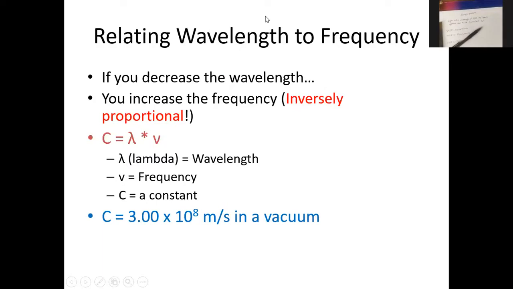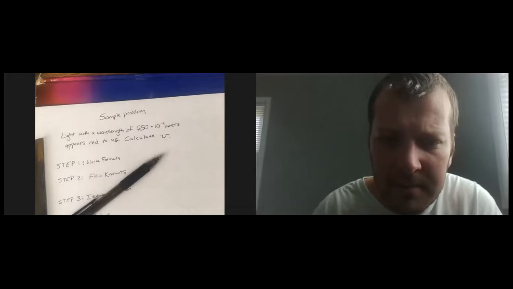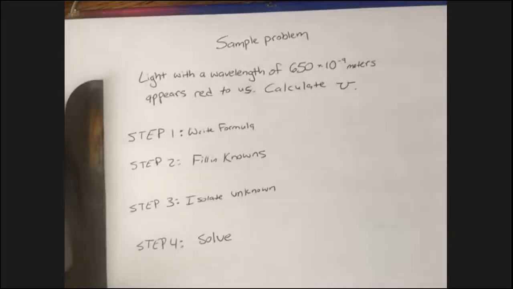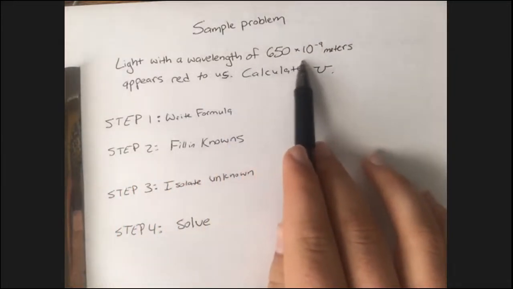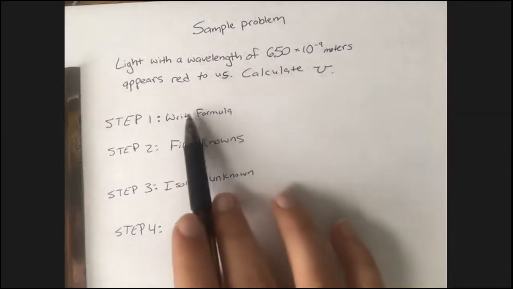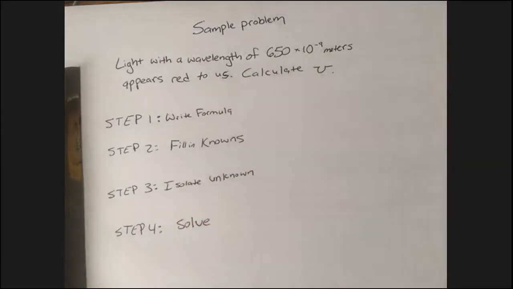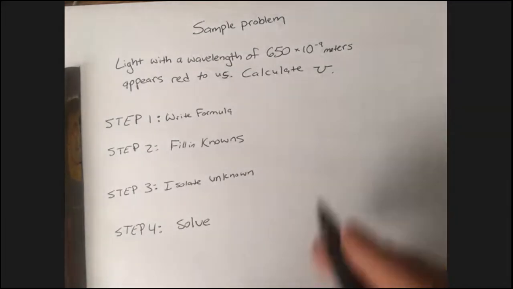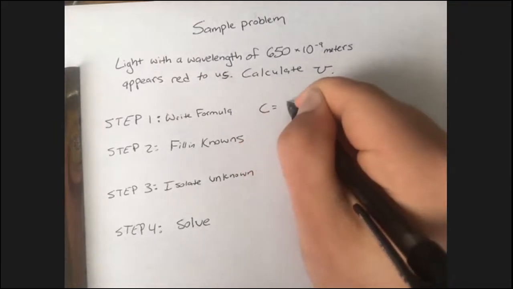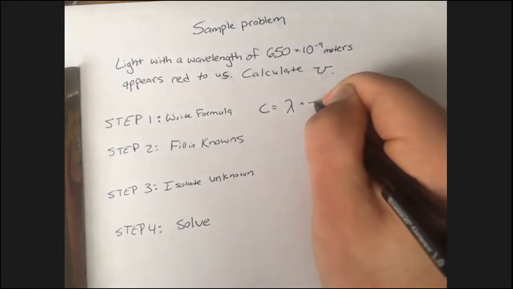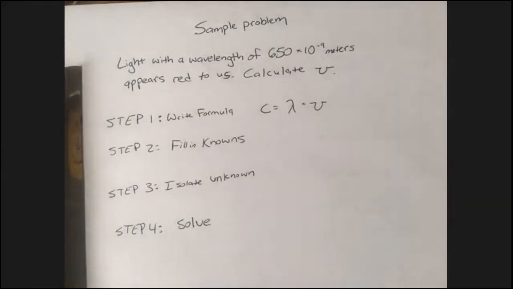However, now I'm going to show you guys a practice problem of how to solve it and the different steps to solve the problem. Okay, so here we are. Here's a sample problem. So it says light with a wavelength of 650 times 10 to the negative 9th meters appears red to us. Calculate frequency. Okay, so I know my equation is C is equal to lambda times frequency. All right, so step 1 is done. Write my formula.